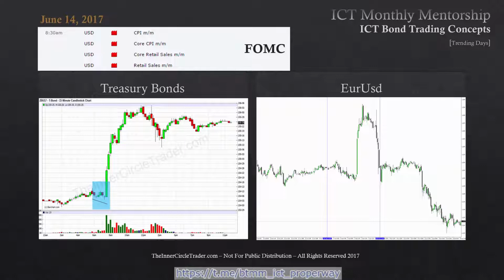So when we see that lower low in the bond market, the stage is set. We're expecting higher prices. I outlined it before the fact in the live session on the 14th that we were expecting a buy stop run or expansion on the upside.